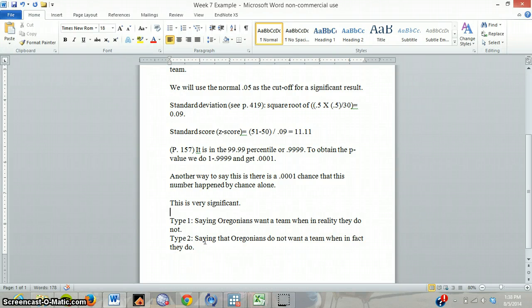I know I had to go through here pretty quickly. The last thing I want to touch on really quickly is type 1 and type 2 errors. A type 1 error says that you found a significant result when there actually wasn't one.